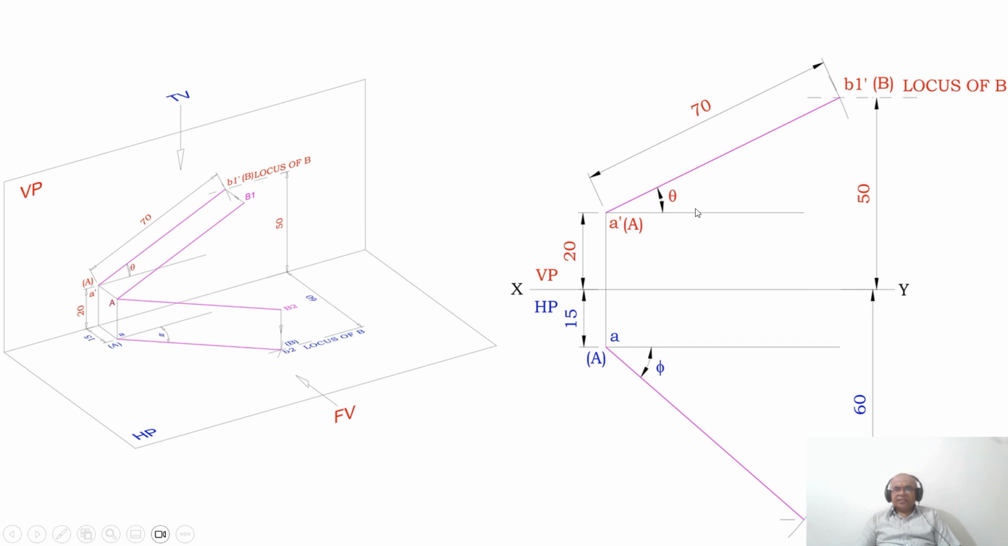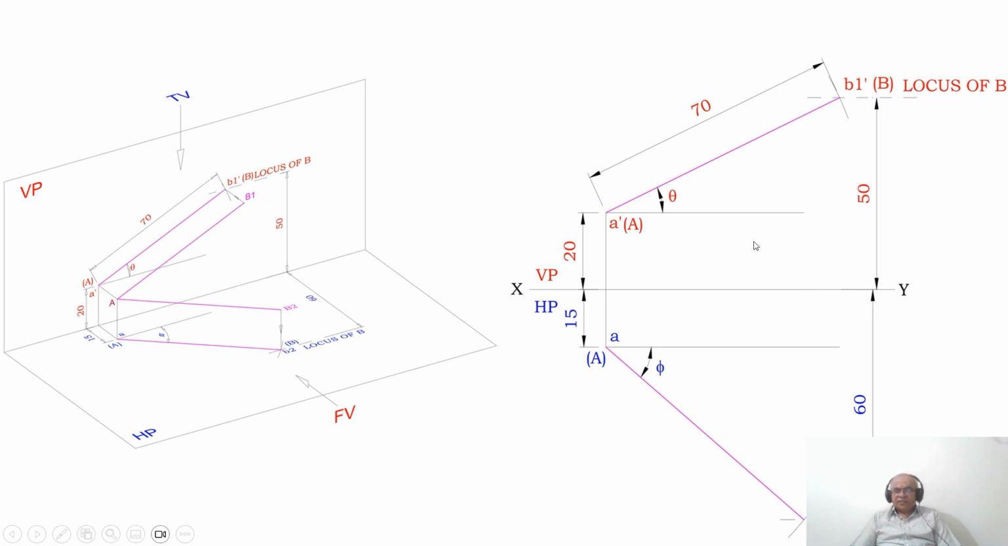You mark this angle as theta, the true inclination of the true length with respect to HP, and phi is the true inclination of the true length with respect to VP. So this is how you will be able to draw the orthographic view of the given data.